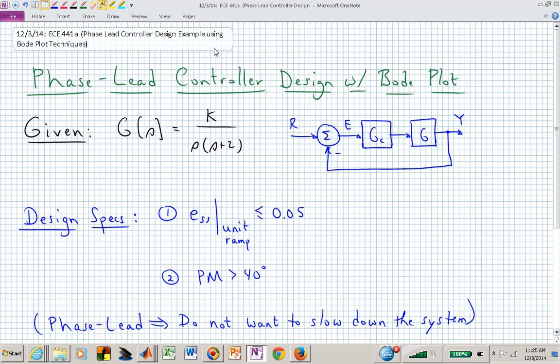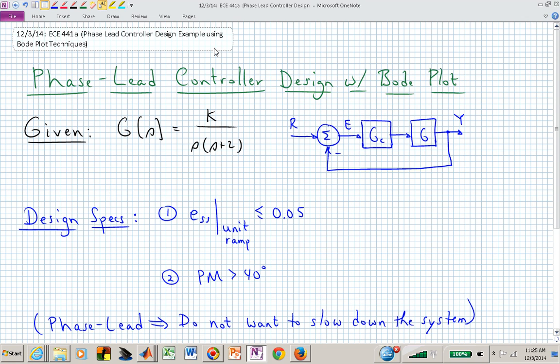In this segment, I would like to discuss how to design a phase lead controller using Bode plot techniques. We introduced this particular system in an earlier lecture, and we'll pick up with that information now.